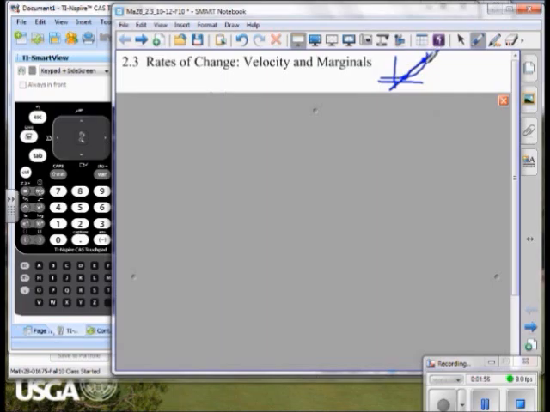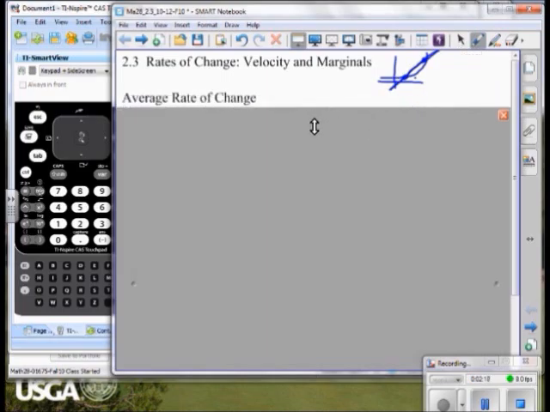Because if I picked that point up and I moved it closer and closer to this point, it was coming very, very close to the slope of the tangent. So the slope of that line. Now, another way of talking about the slope of a line is a rate of change. And there are 2 rates of change that we can talk about here. One rate of change is called average rate of change.